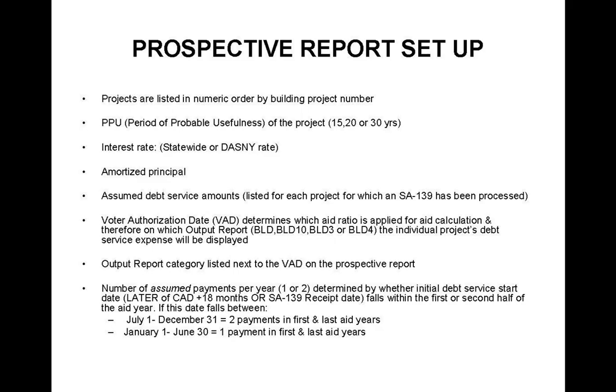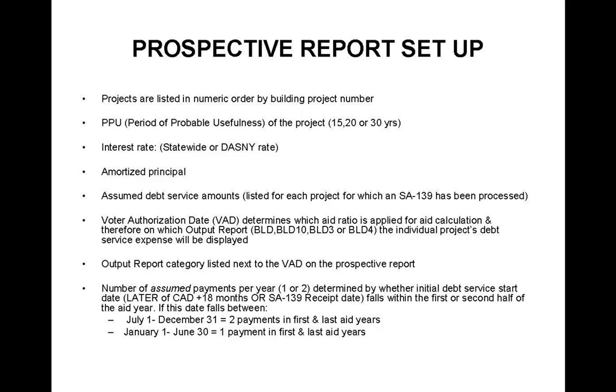And the number of assumed payments, 1 or 2, is determined by whether the initial debt service start year date, and that date is the later of the commissioner approval date plus 18 months, or the 139 receipt date, falls within the first or second half of the aid year. If that date falls between July 1st and December 31st, there'll be 2 payments in the first and last aid year, and if it falls in the second half of the year between January 1st and June 30th, there'll be 1 payment.